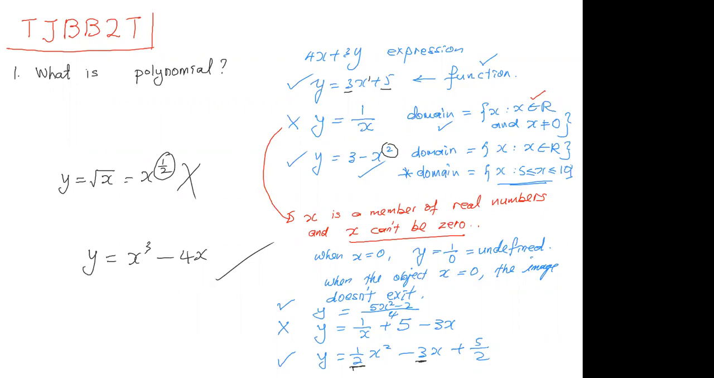It must be a non-negative integer. So what must be a positive integer? The power, the exponent. Yes, the power or the exponent, or we call it the index. Up to you how you want to define it.